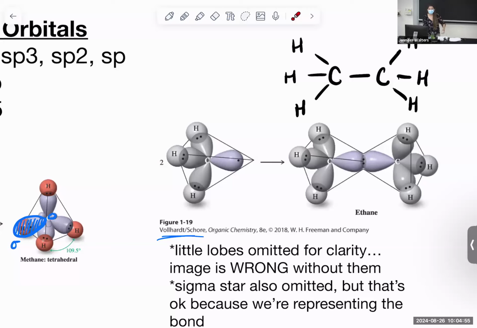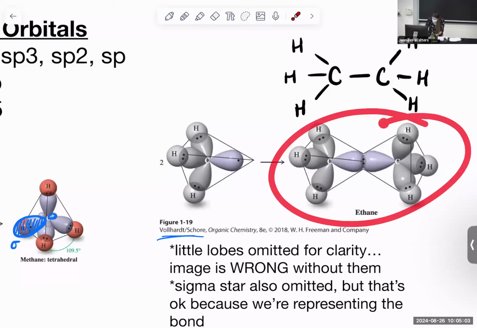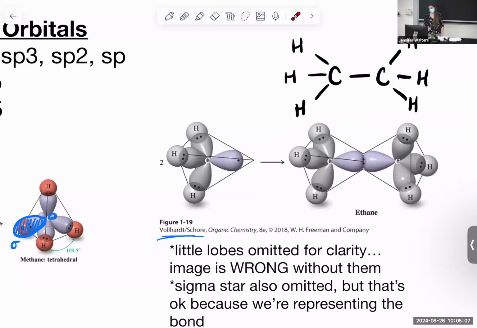It's a big pet peeve of mine. It's probably going to be on quizzes. It will be on quizzes. It will be on exams. It drives me nuts. You got to have the little lobe. So this image is wrong because it doesn't tell you that the little lobe was omitted for clarity.